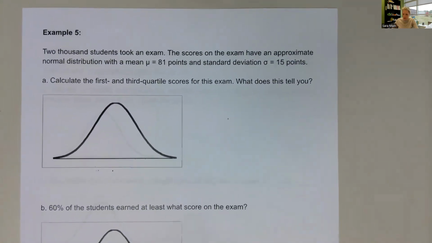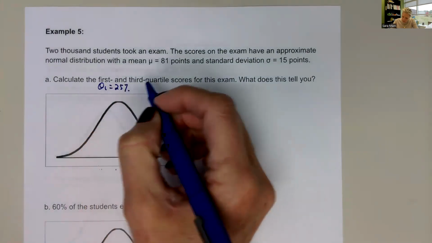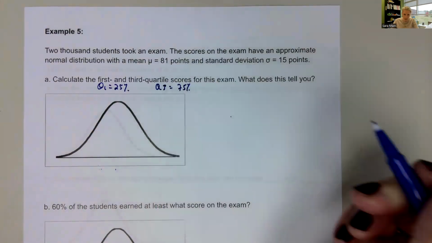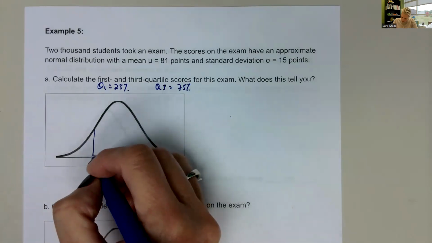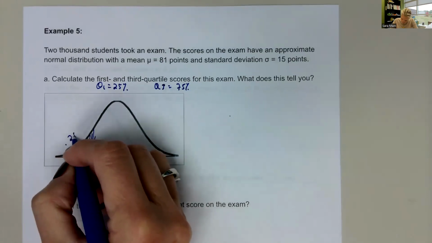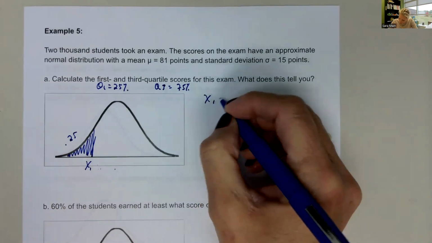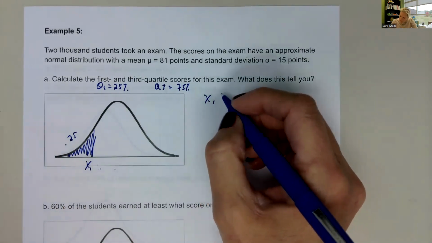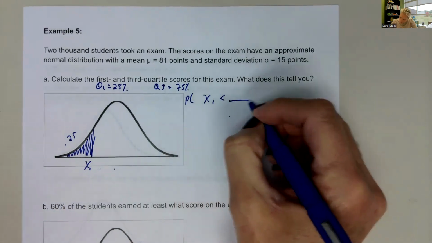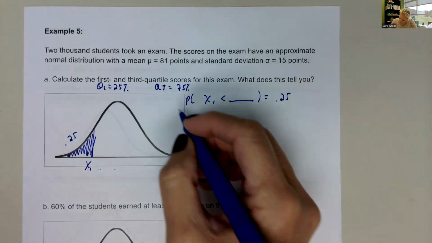So, first and third quartiles. The first quartile is Q1, which is 25%, and the third quartile, Q3, is 75%. So we need to find the value we're going to call X1 that we're looking for, where the probability that X1 is less than something is equal to 25%. We want to know that, and that's our Q1.